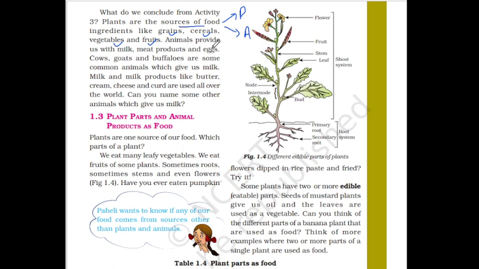Then comes the animal source: the milk which we drink, then the milk products like cheese, butter, buttermilk, curd, right? All these, students, are basically animal based products. Then you can say egg, chicken, right? These are also animal based products. After that comes the new topic of today, which is plant parts and animal products as food.